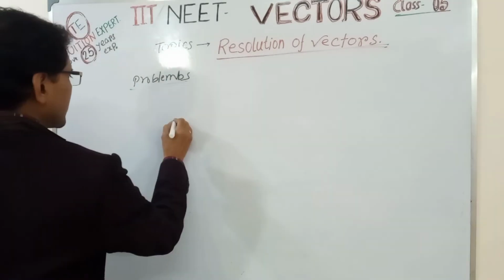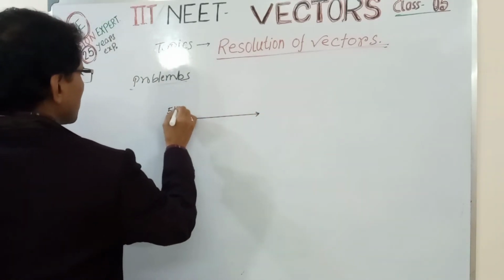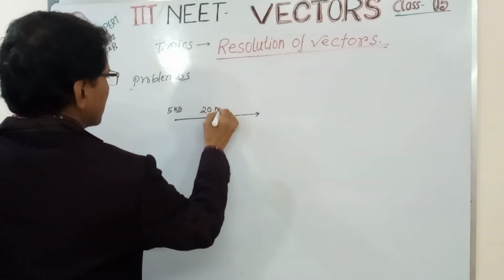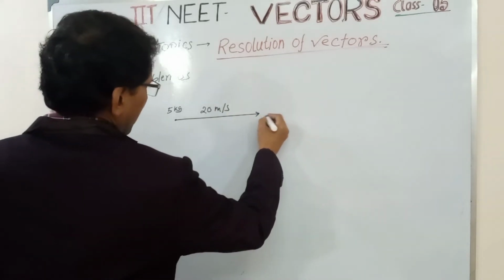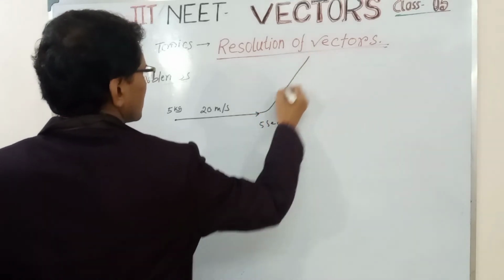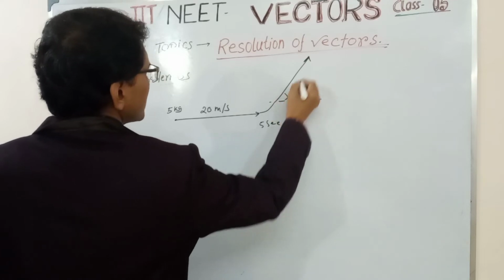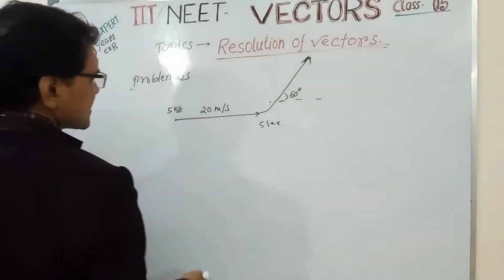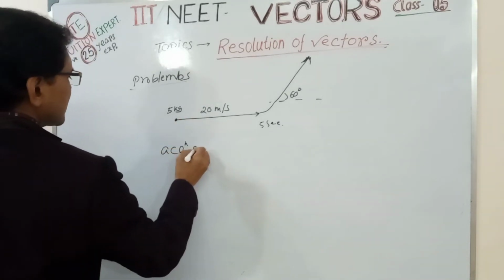A body of mass moves along the horizontal direction with some velocity. After 5 seconds, it turns at an angle of 60 degrees with the horizontal. So what is the acceleration of the body?